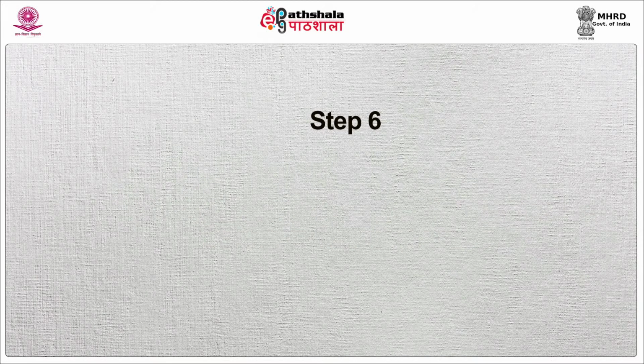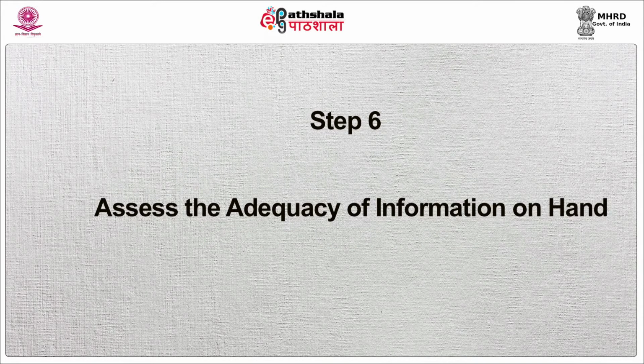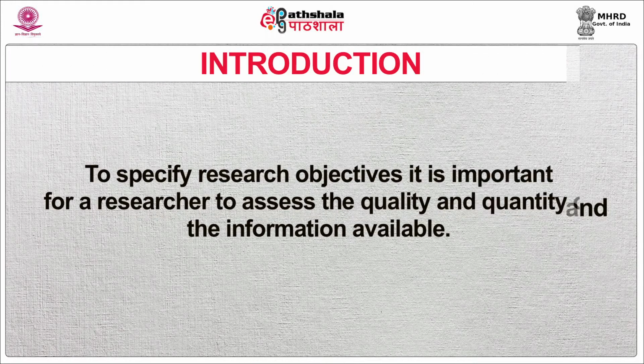Step 6. Assess the adequacy of information on hand. To specify research objectives, it is important for a researcher to assess the quality and the quantity of the information available. It is the gaps and discrepancy in the existing information which helps a researcher identify the research problem.